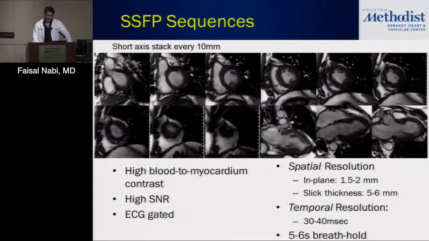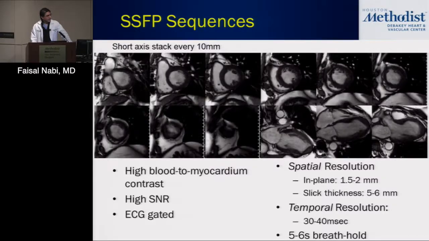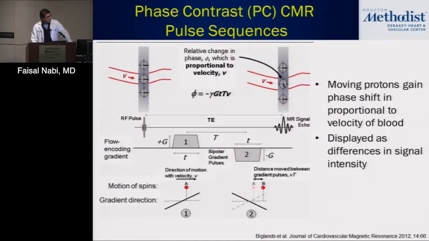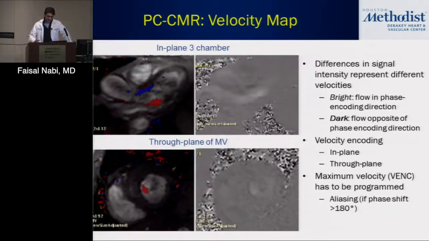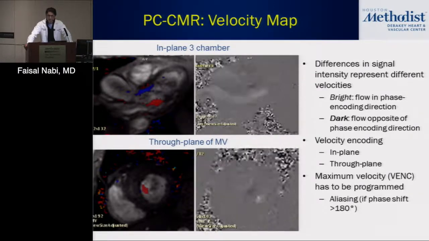And these are the SSFP sequences. You've seen these before. We're not going to spend too much time on them, but the most important thing is you can see with great clarity the valves, and assessing them becomes a little bit easier. And finally, with phase contrast, I won't spend too much time. The physics, of course, are complicated, but the basic concept is very simple. As a red blood cell picks up velocity, there's a phase shift that occurs in its protons, and those phase shifts are detected by the machine and decoded into a particular velocity. And it's displayed as differences in signal intensity. And this is how you can display the CMR phase contrast information.